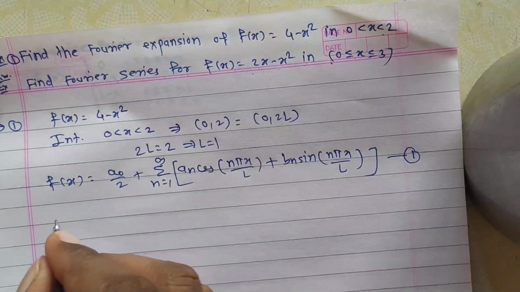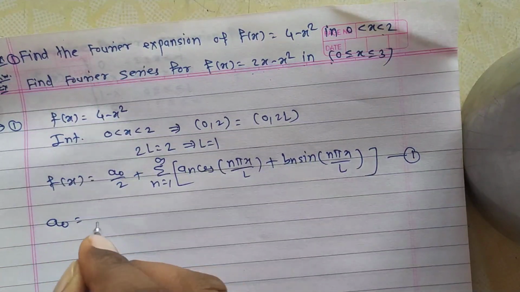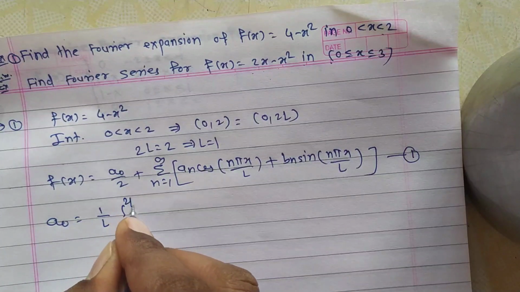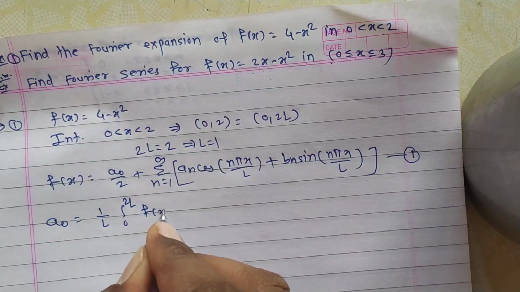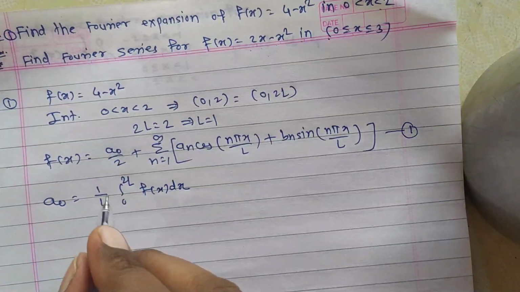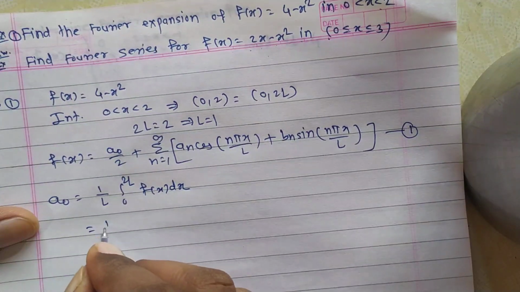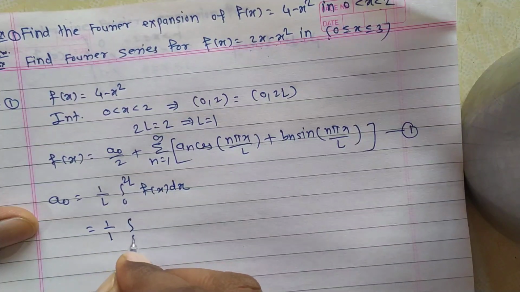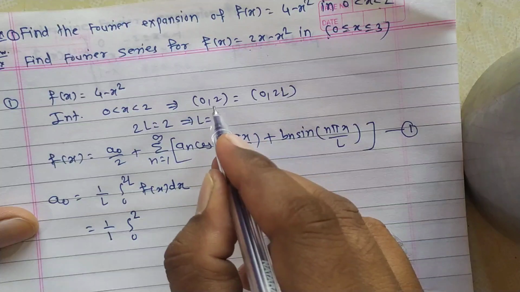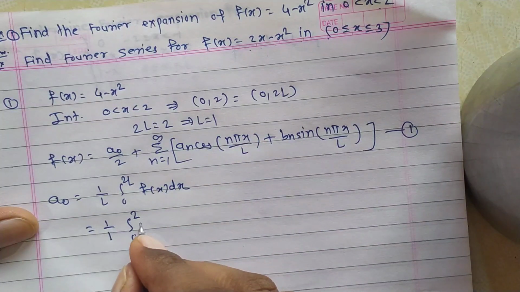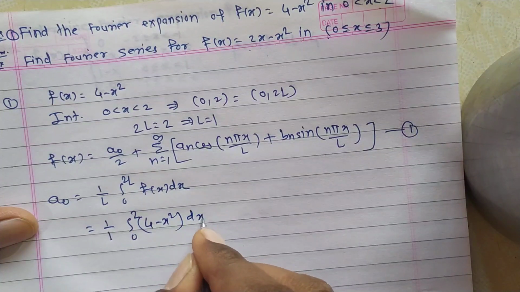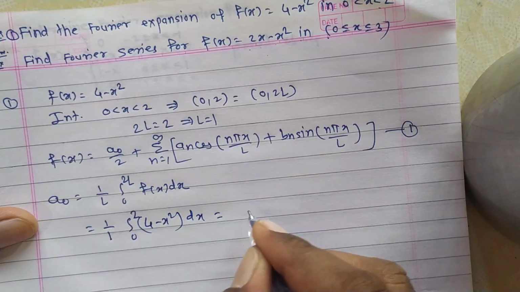Now we will find one by one. So first one is a0 is equal to 1 by l into integration 0 to 2l f of x dx. This is the formula. Okay, so what is the value of l? L is 1, so a0 is equal to 1 upon 1 into integration of 0 to 2l, value of 0 to 2l is 0 to 2, and f of x is 4 minus x square into dx.